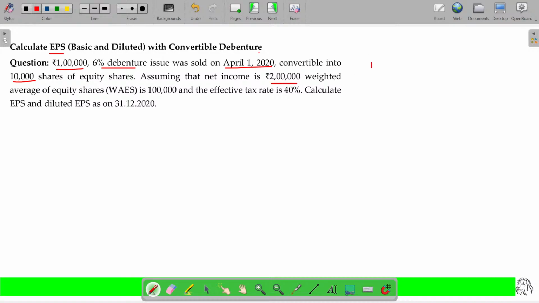So earnings available to equity shareholders being 2 lakhs. Weighted average equity shares being 1 lakh. And effective tax rate being 40%. Calculate the EPS and diluted EPS for this year.